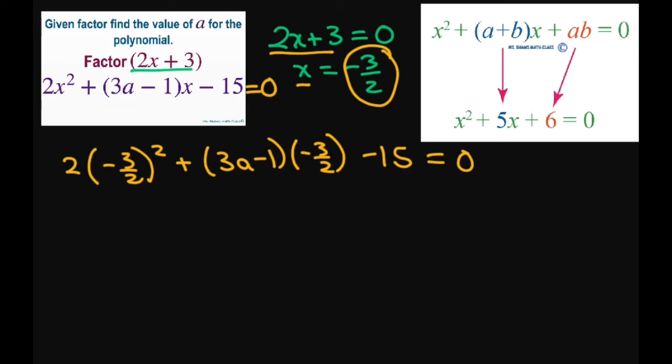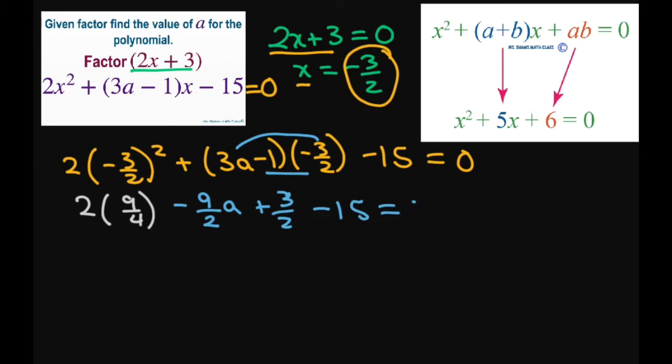So let's see what we get here. This is going to be 2 times 9/4. All right, let's take away the plus for now. Let's just distribute this. This is going to be negative 9, sorry about that. Negative 9 divided by 2, a, and this part here is just going to be plus 3 halves. Then minus 15 equals 0.